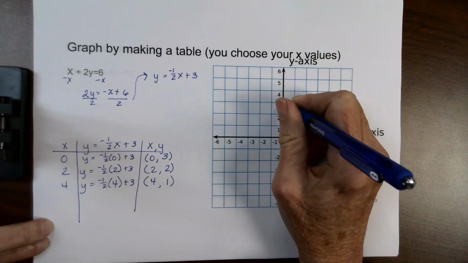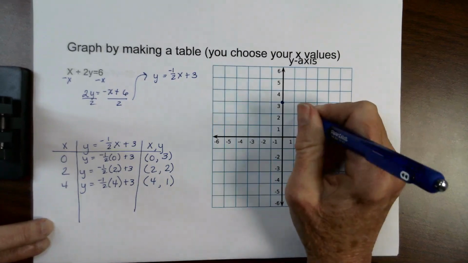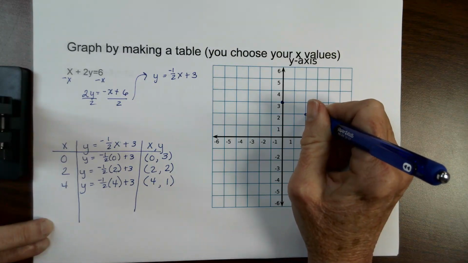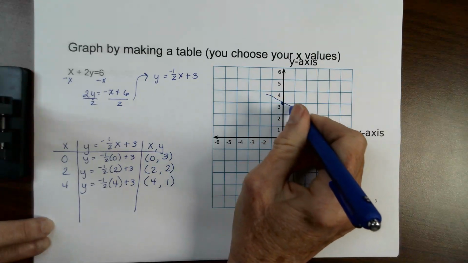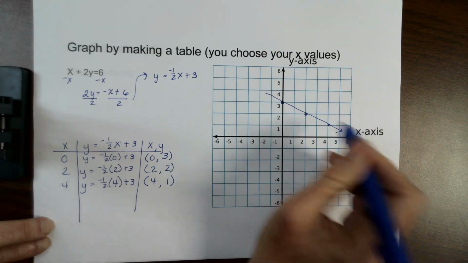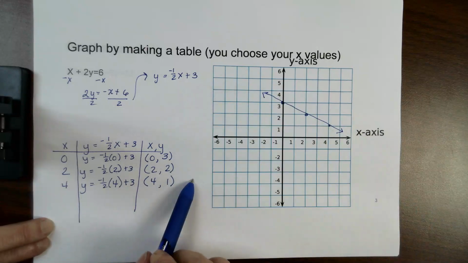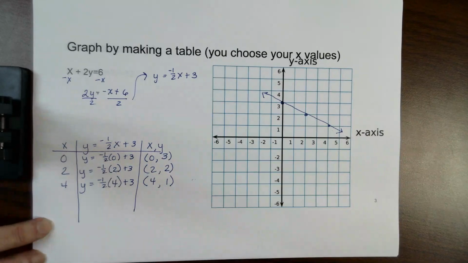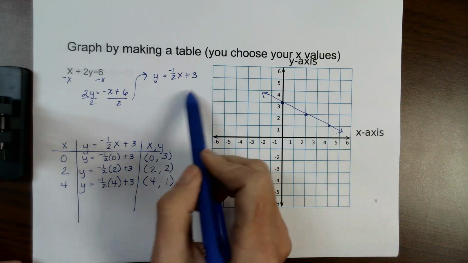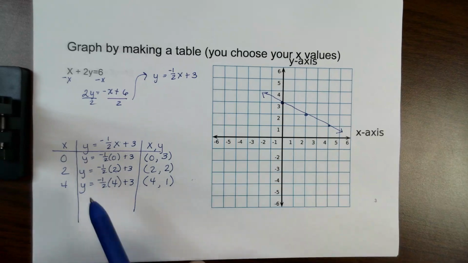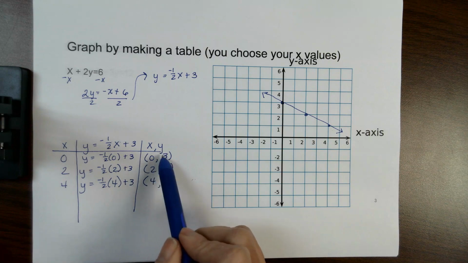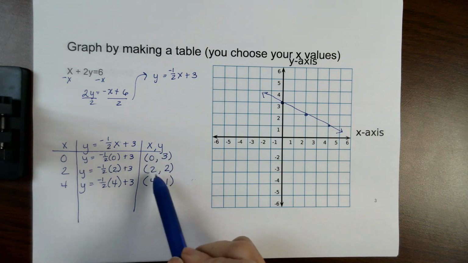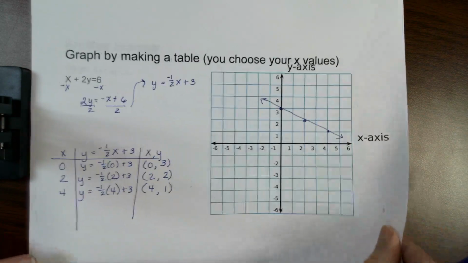I have the points (0, 3), (2, 2), and (4, 1). So you can see that it would form a straight line. So that's the graph of that equation. Again, the first thing I did was rearrange it and solve for the y. Then I picked 3 values for x, so I could plug them in and figure out what the y value is for each of the x values.